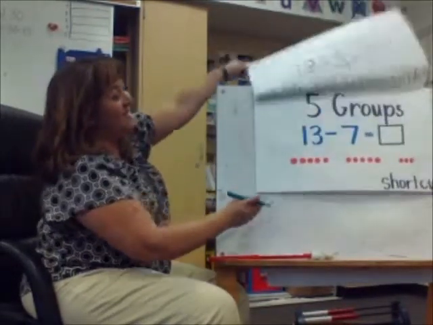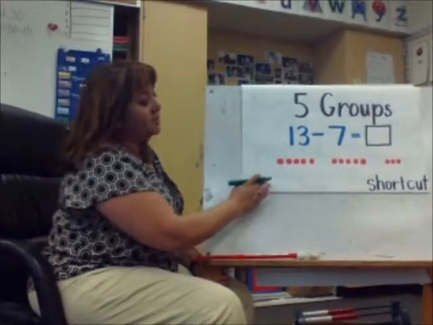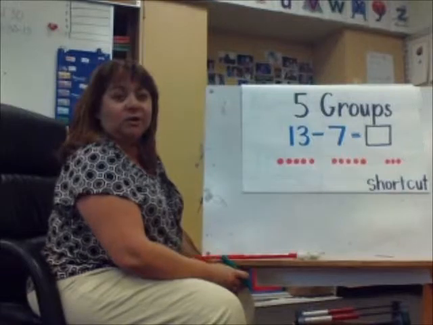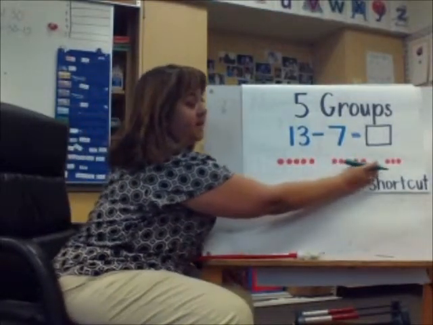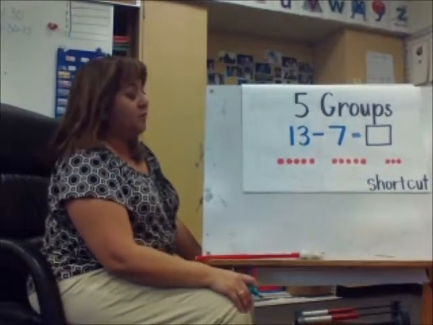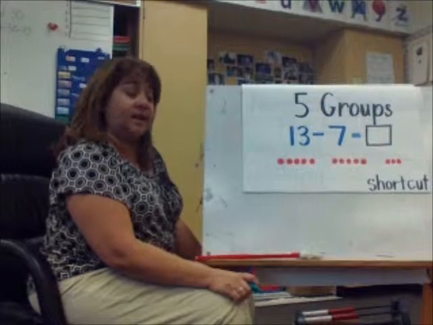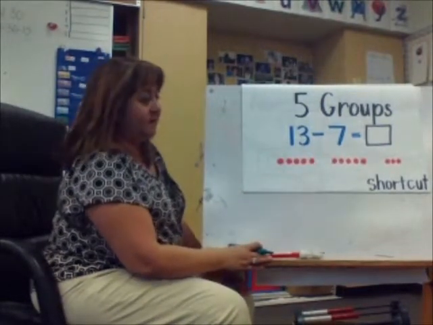Next we have 5 groups. And what we're doing is we're still using the dots, only we're putting them in groups of 5. 5, 10, 11, 12, 13. And when we're solving this, what we do is we tell them to use a shortcut. You know already that there are 5. We don't have to count them.